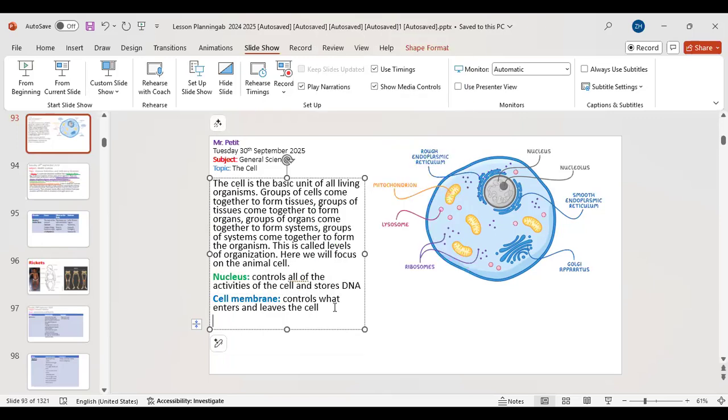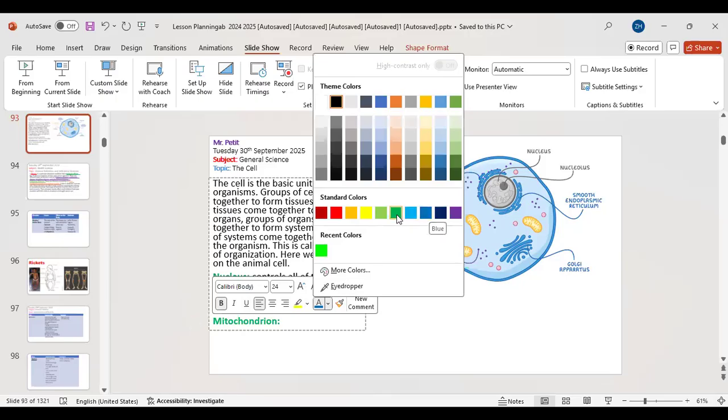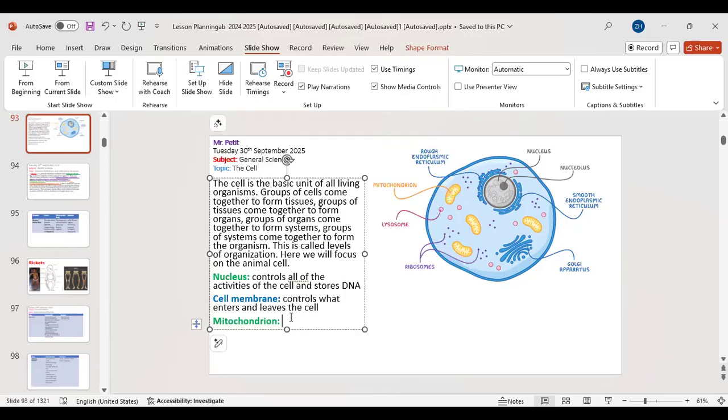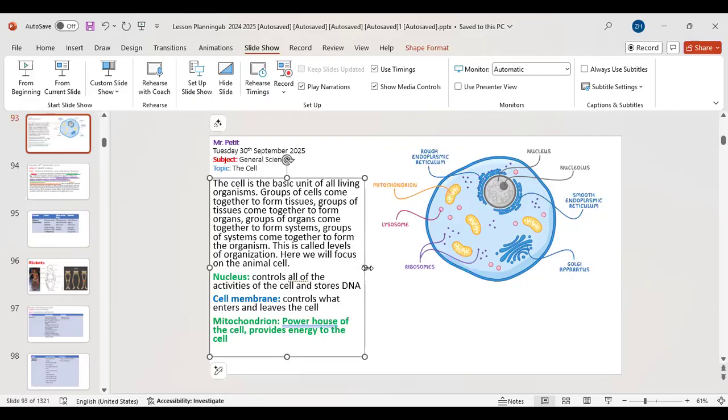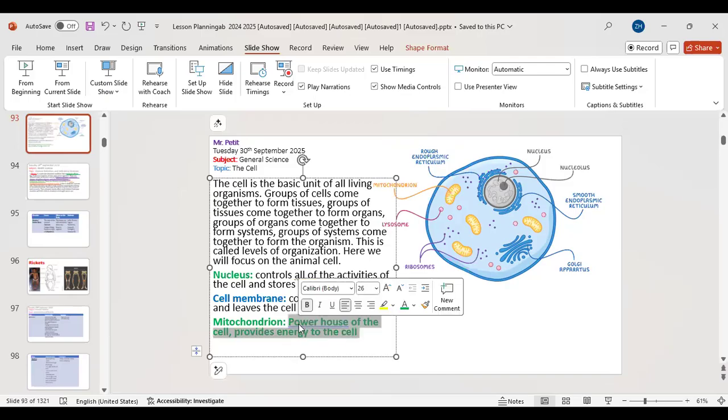What other structure do we have? An important structure is the mitochondrion. Mitochondrion is singular, mitochondria is plural. It's the powerhouse of the cell. It provides energy to the cell for its functions. All right. What else do we need?